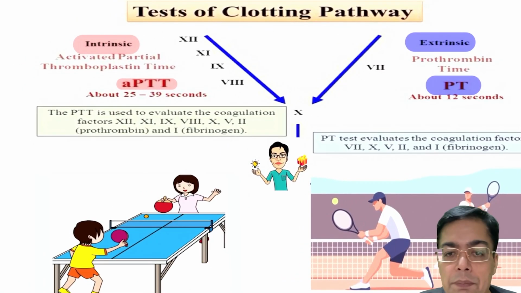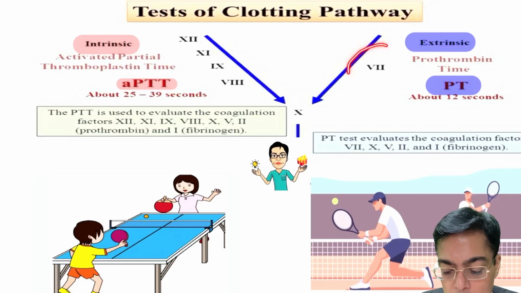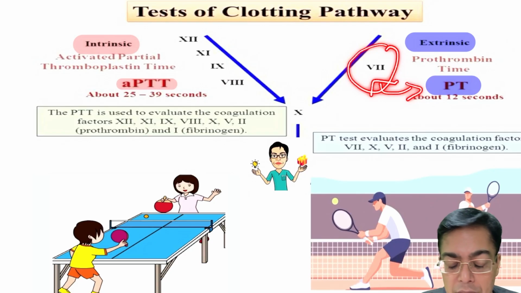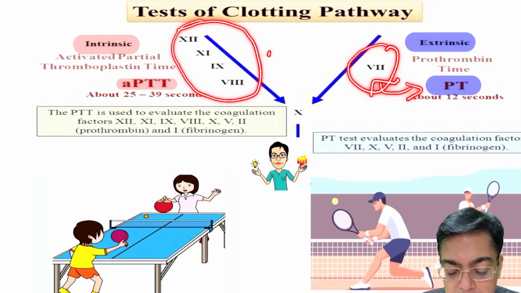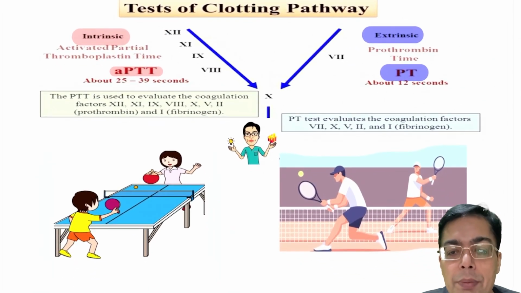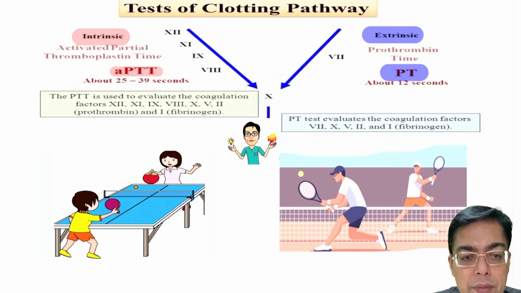Once you know the extrinsic pathway is useful for monitoring of factor 7, automatically prothrombin time is useful for monitoring of factor 7, and whenever we are talking about activated partial thromboplastin time, it is useful for monitoring of factors 12, 11, 9 and factor 8. So have that particular image in your mind, which is going to help you in understanding and taking care of so many of your patients.